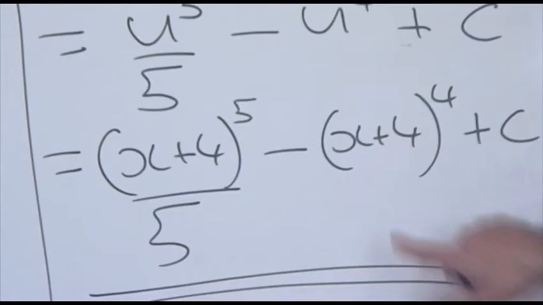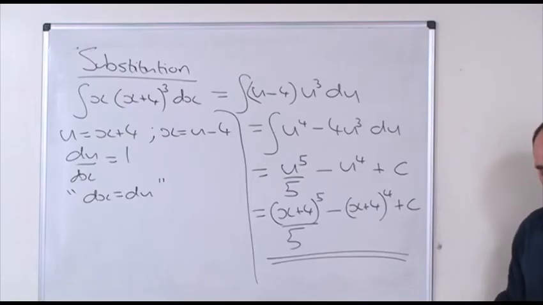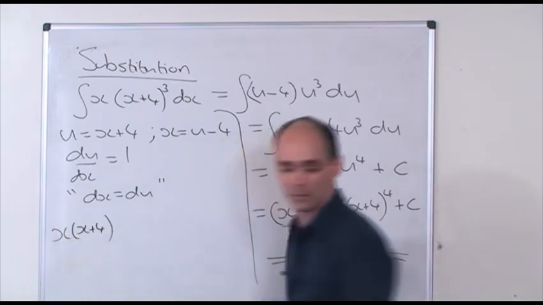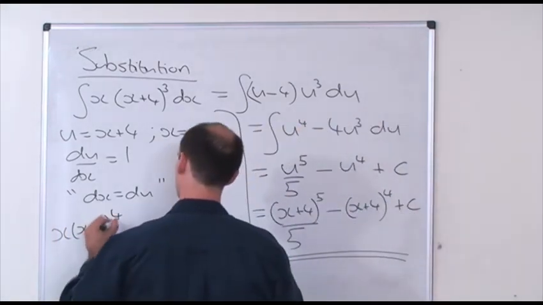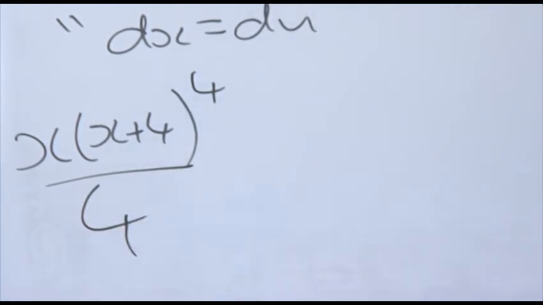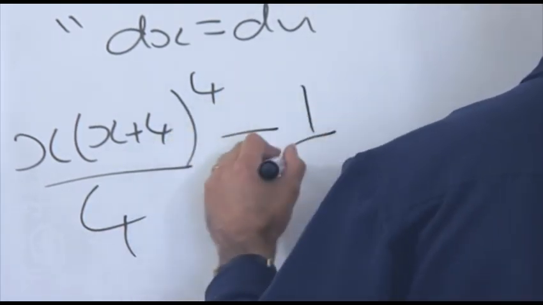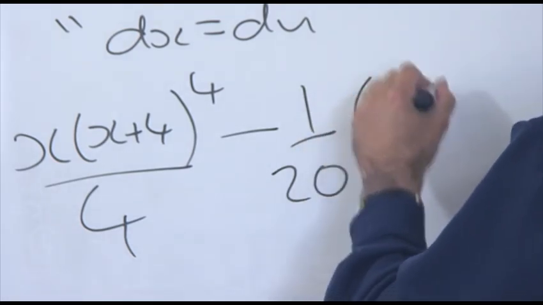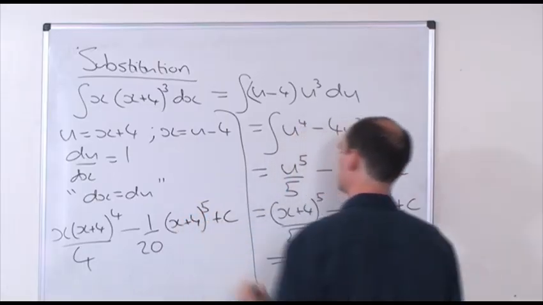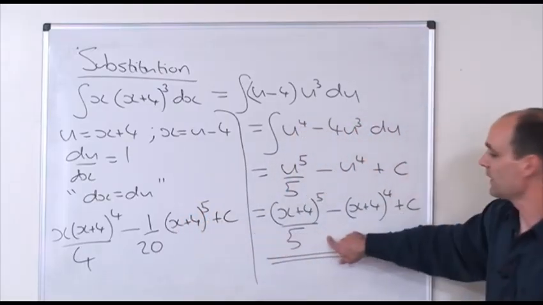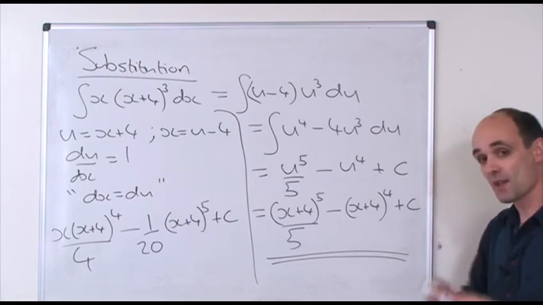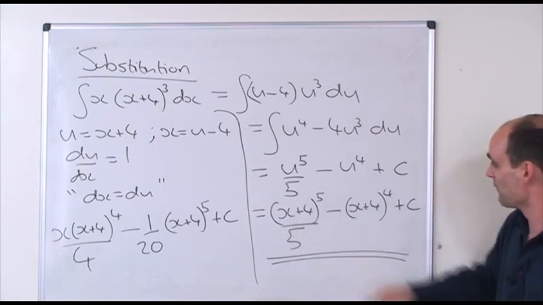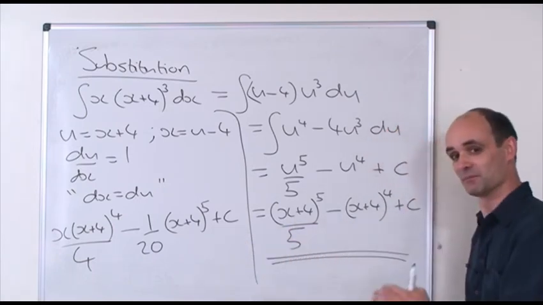Some of you might be looking at that and thinking, that doesn't look exactly like what you got before. Before, I got x times (x plus 4) to the power 4 divided by 4, minus a 20th of (x plus 4) to the power 5, plus c. Is that the same as that? Turns out it is, but you have to do a little bit of playing around with the algebra to show it is. So I'll leave that for you. Is that the same as that? Can you show it's true?